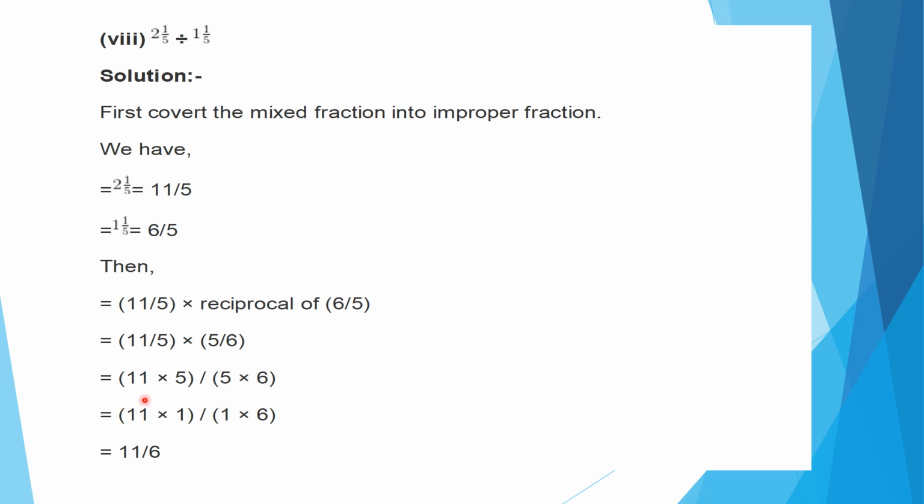Clear? Now let us multiply numerator with numerator, that is 11 into 5 by 5 into 6. I hope this one is clear. Now we can do cancellation if it is possible. Yes, we can cancel this 5. 5 ones are 5 ones are. That means 11 into 1 and 1 into 6. So 11 ones are 11 and 1 6 are 6. So answer is 11 by 6.